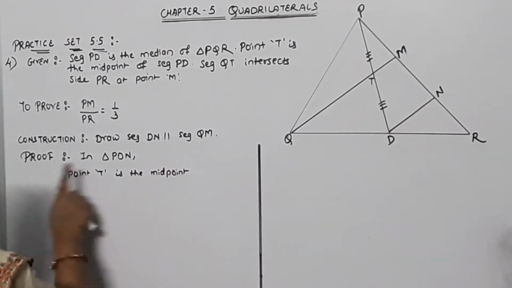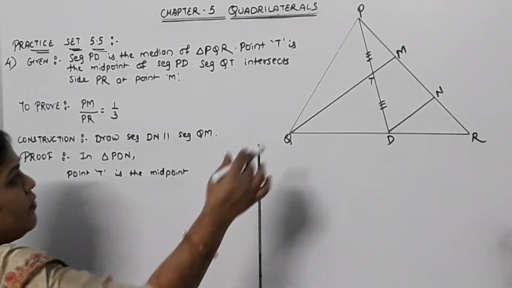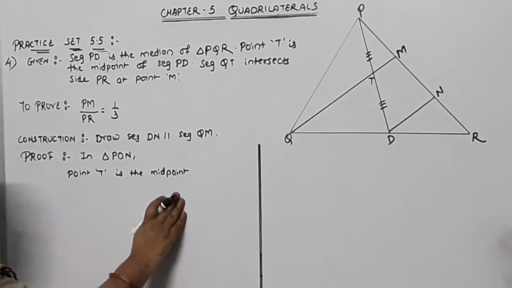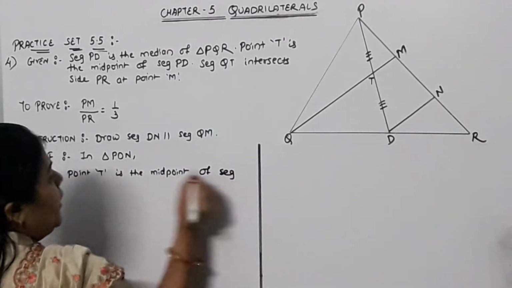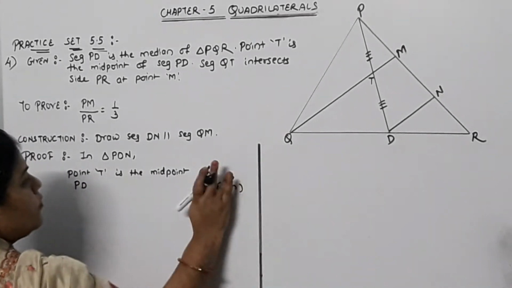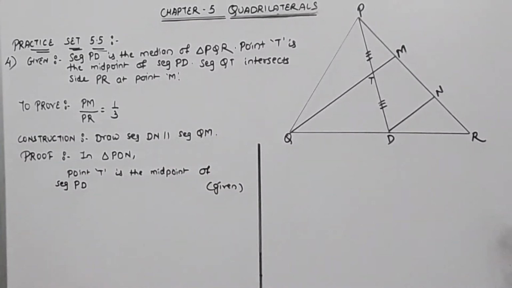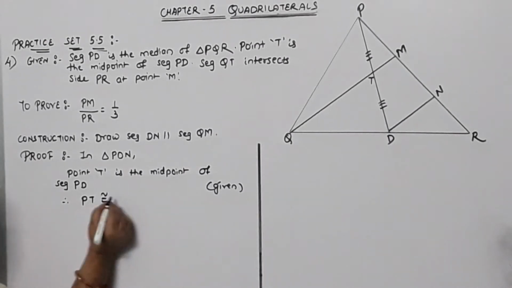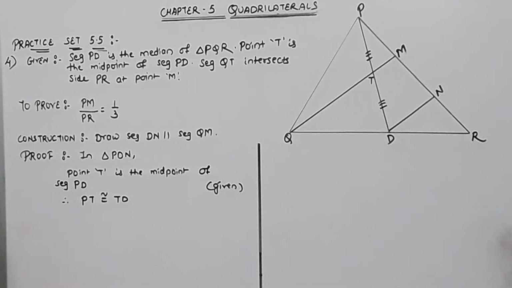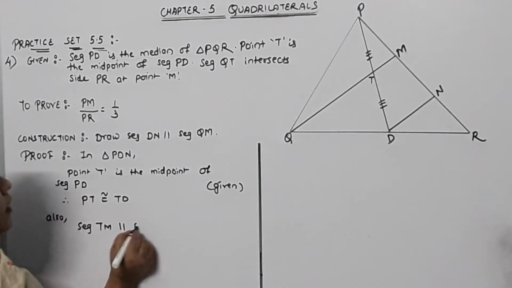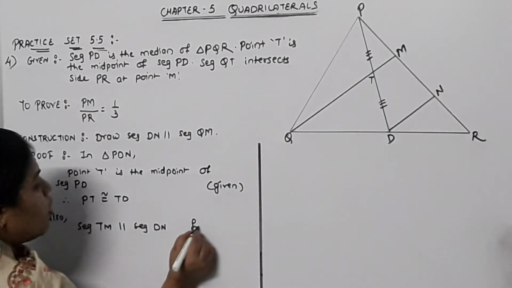In the proof part, we will first consider triangle PDN. In triangle PDN, point T is the midpoint of seg PD. This is given to us. Therefore, PT is congruent to TD, right? Also, TM is parallel to seg DN from construction.